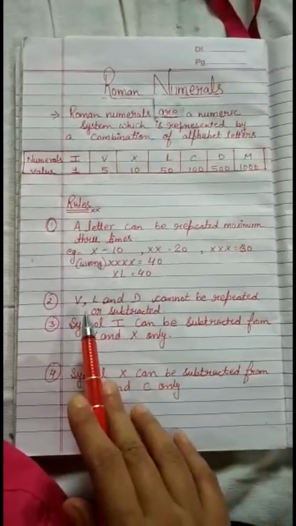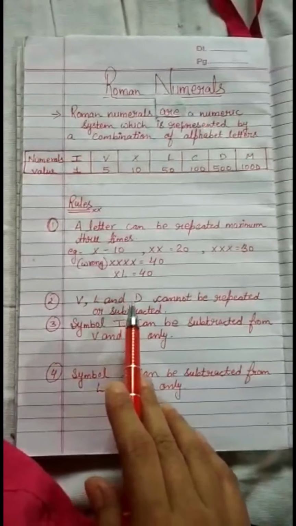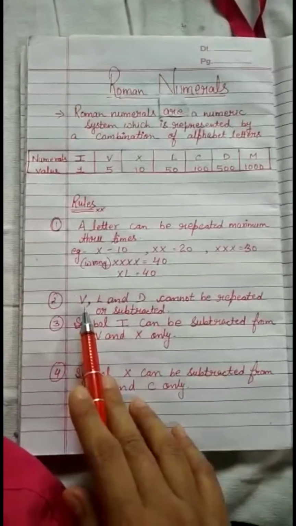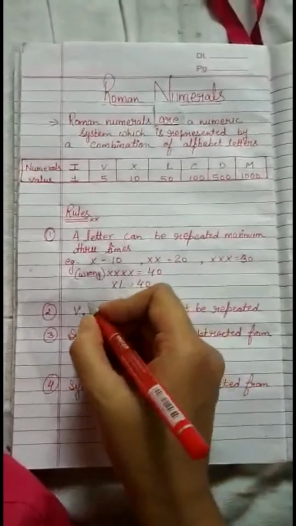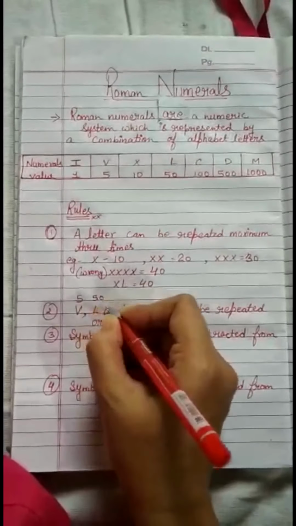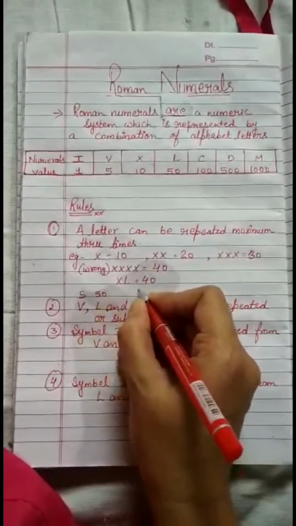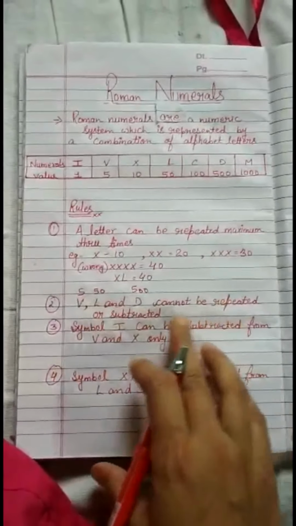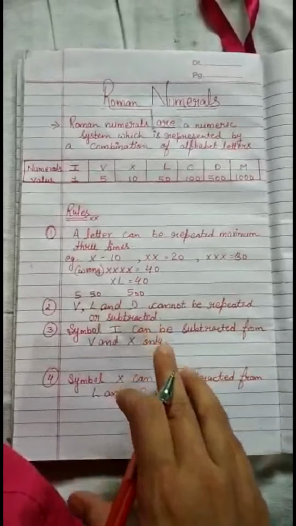Next, second rule is V, L and D cannot be repeated or subtracted. What do these letters represent? V represents 5. L represents 50. And what does D represent? D represents 500. These 3 letters can never be repeated and they can never be subtracted.